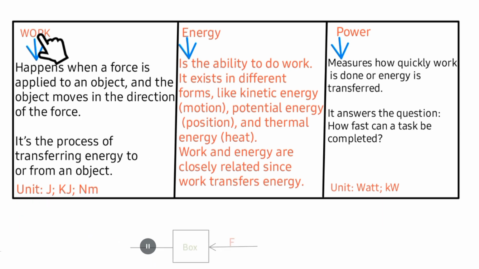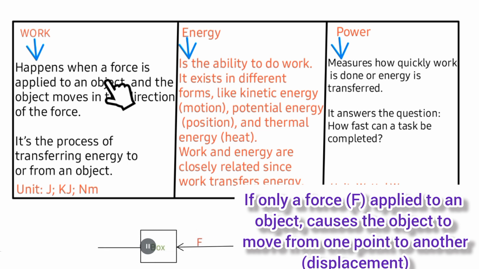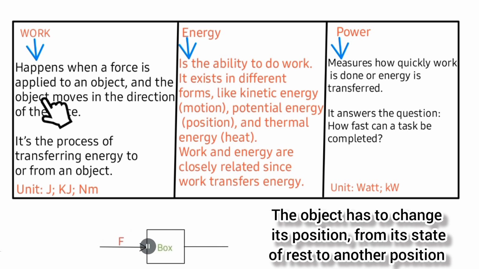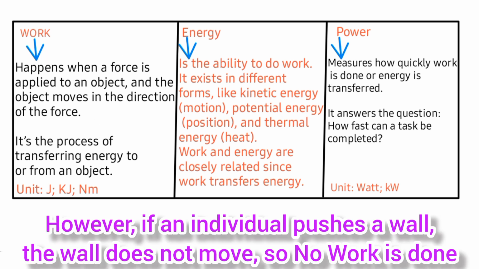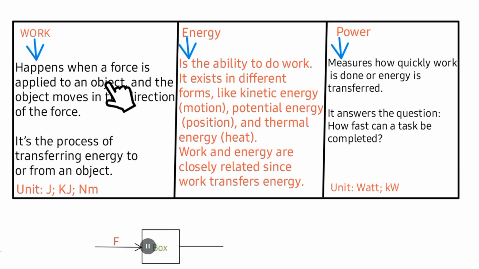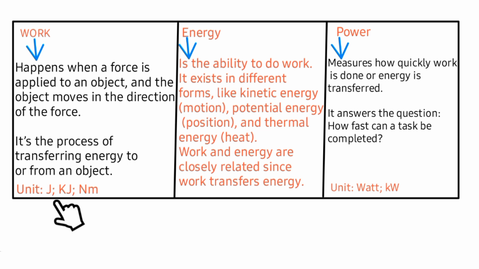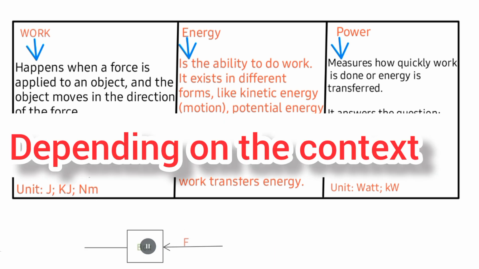Therefore, work is said to be done only if a force applied to an object causes the object to move. That is, there must be motion. The object has to change its position from its state of rest to another position. In that case, we consider work to be done. However, if an individual pushes a wall, the wall does not move, and so no work is done because we defined work as a force applied to an object over a distance. So if there is no displacement, that is, if an object does not move from one point to another, work is not done. The unit of work is the joules or the kilojoules or the Newton meter, depending on the context.